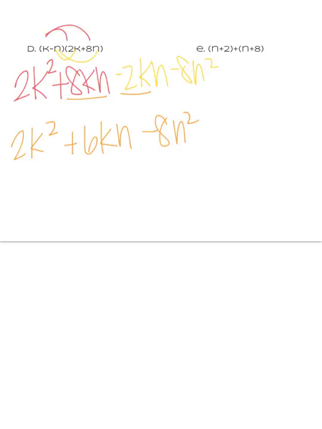Okay, for D, I distributed and then combined my like terms. So your final answer should be 2k squared plus 6kn minus 8n squared. For the last one, E, I feel like sometimes we're getting into a very robotic mode when we're doing our problems and we're just going through the motions. If you stop and look at E, it has an addition sign in between. So here we're not multiplying, we're adding.